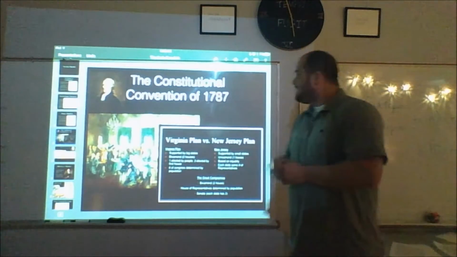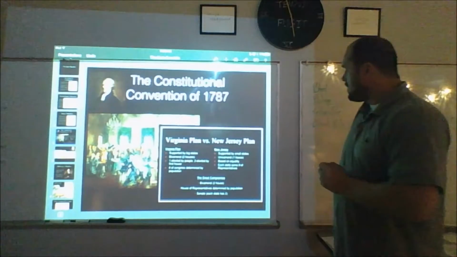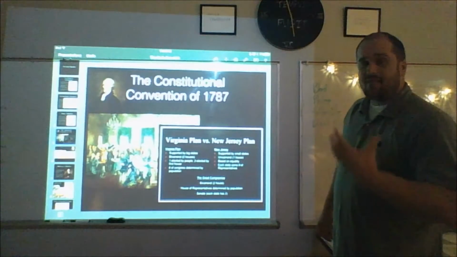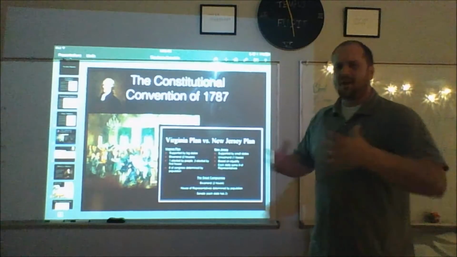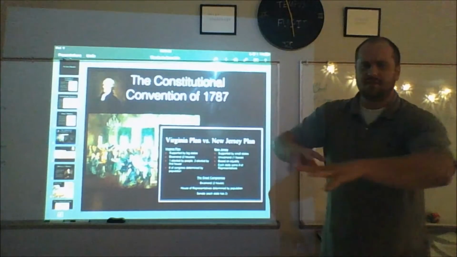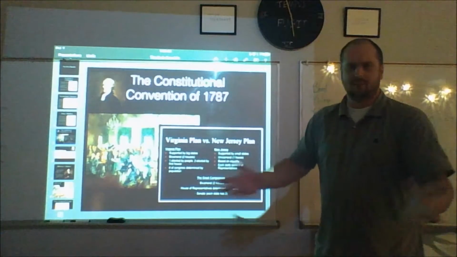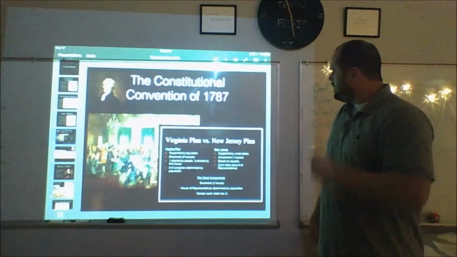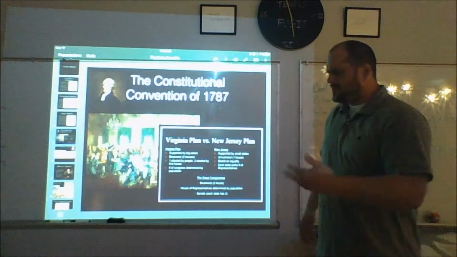Well, this is what ends up passing. The Virginia Plan in its modified form. So basically, think of the Great Compromise as the Virginia Plan with a dose of the New Jersey Plan, and it ends up getting passed. So it goes to the voters in 1787.